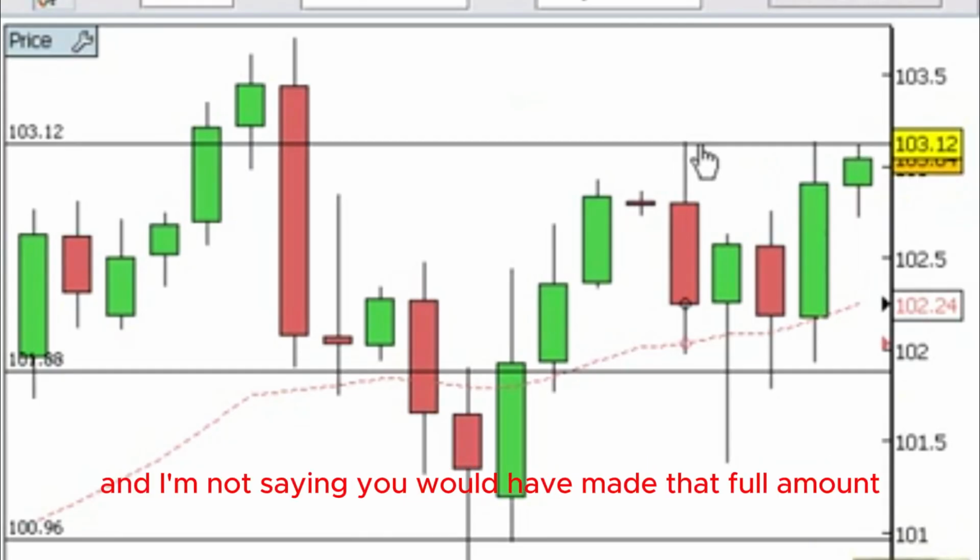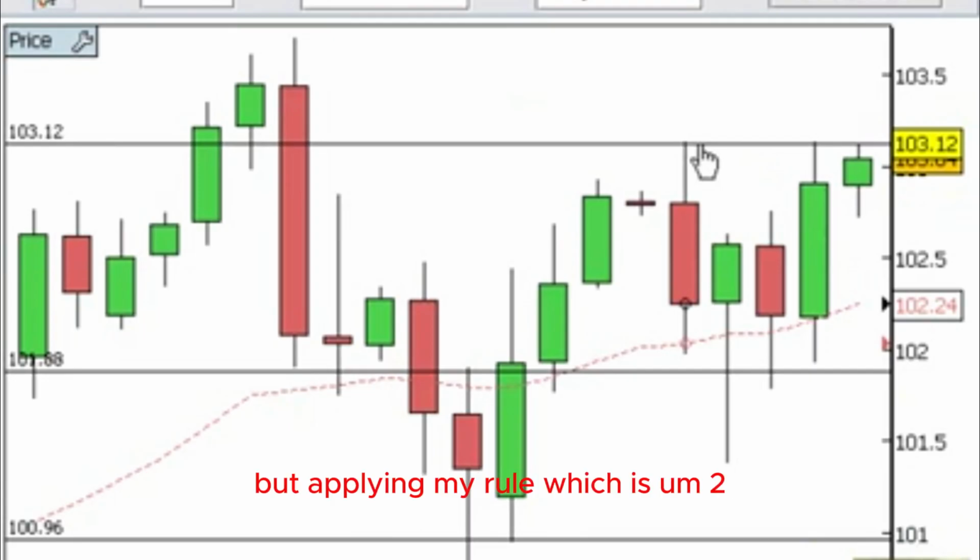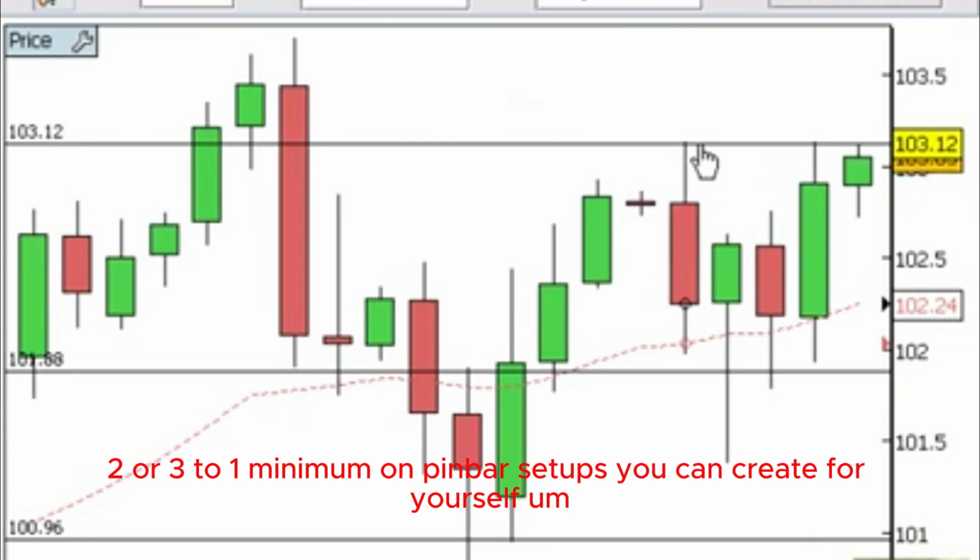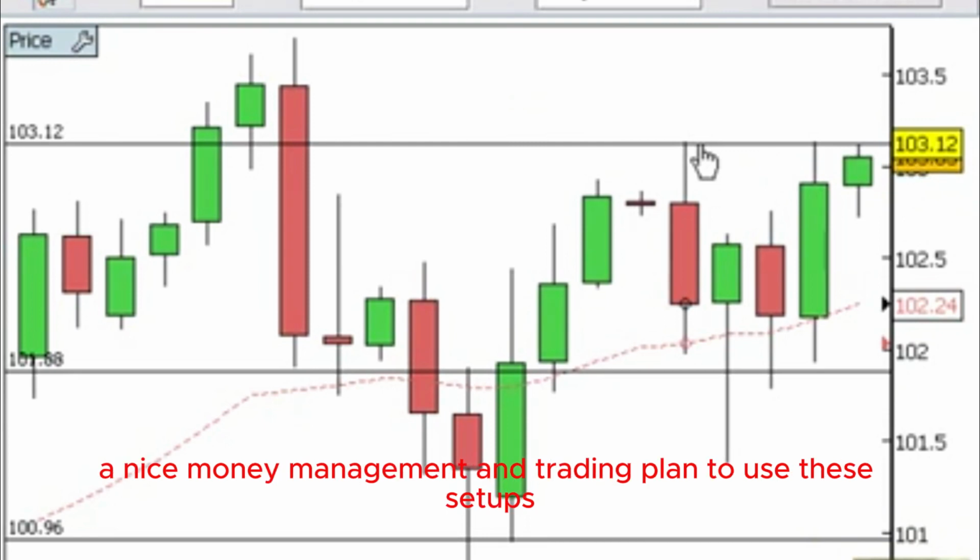That's the potential. Now, I'm not saying you would have made that full amount, but apply my rule, which is 2 or 3 to 1 minimum on pin bar setups. You can create for yourself a nice money management and trading plan to use these setups.